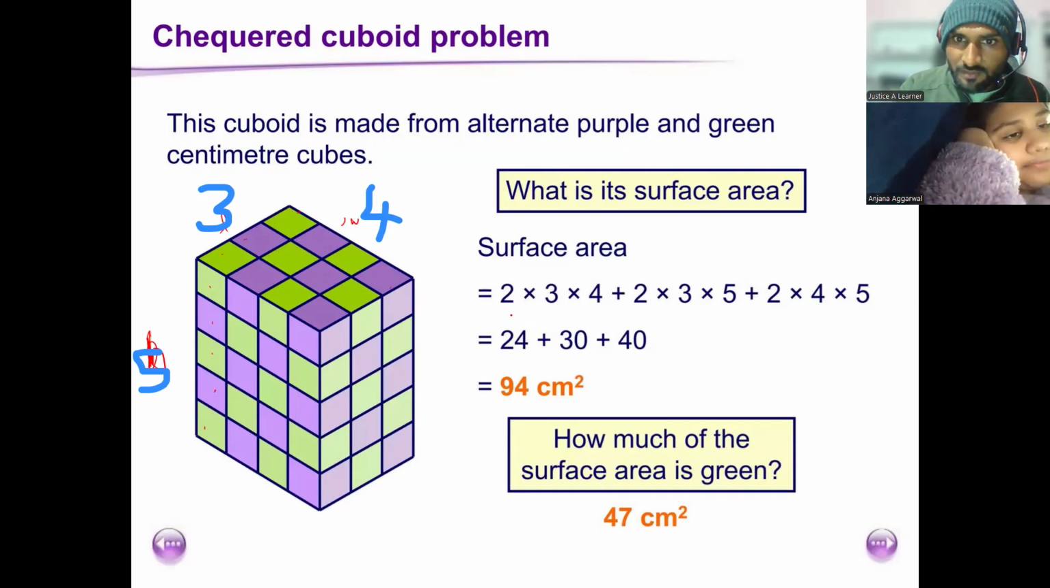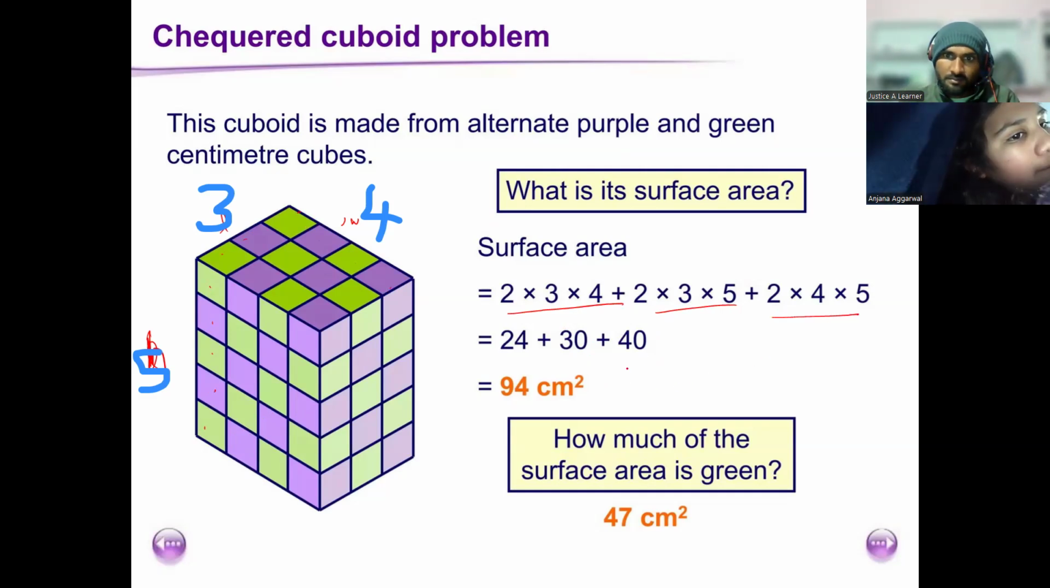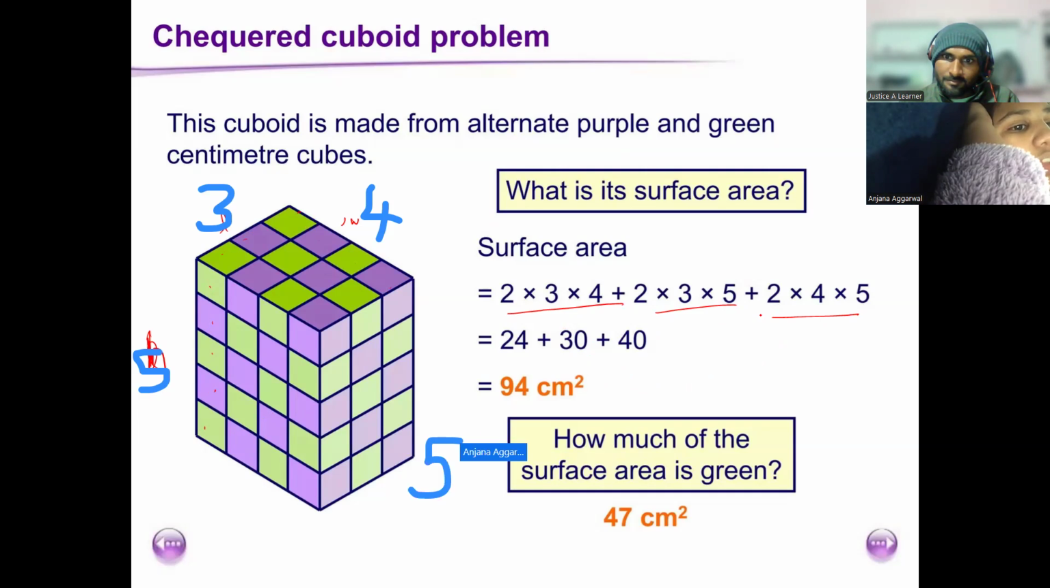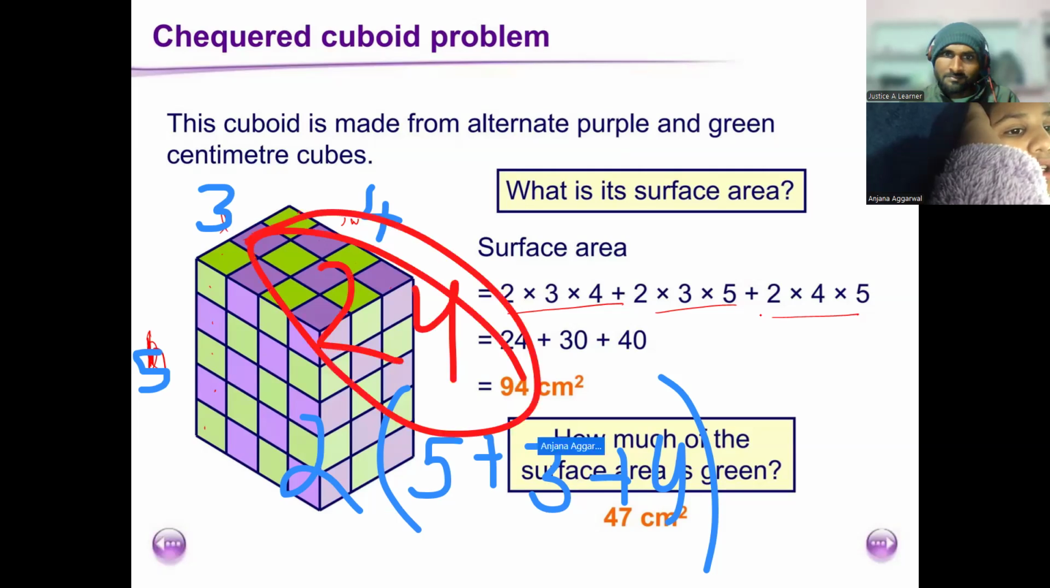Now the surface area would be what? Including top and bottom: 5 plus 3 plus 4 in brackets and 2, which equals 24. You are doing it wrong.